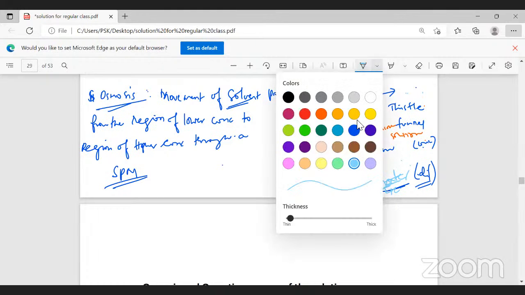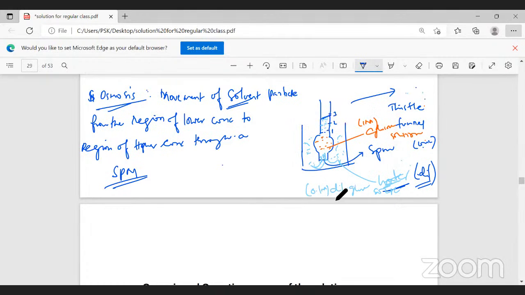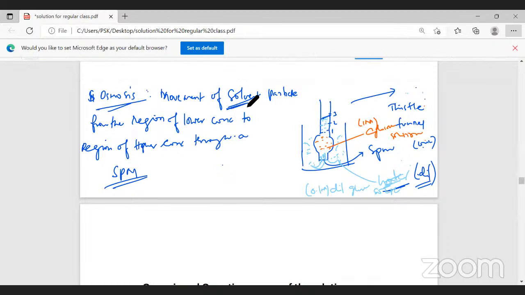So now what happens when you keep this in the beaker containing dilute glucose solution? Only the water molecules will get in, because water is the solvent. As per the definition, osmosis is the movement of solvent particles from a region of lower concentration to a region of higher concentration through a semi-permeable membrane. Did you understand what is osmosis, students? Yes, sir.